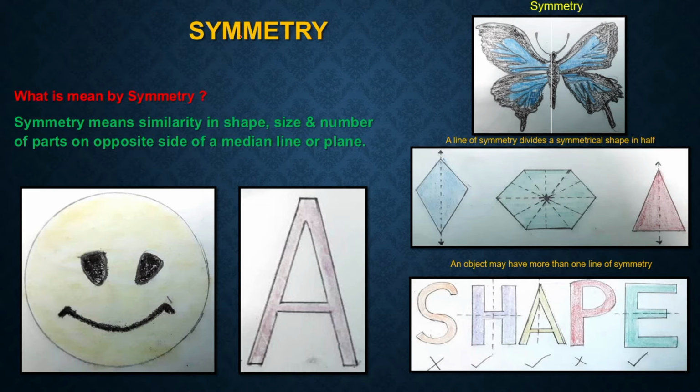Let us understand another criterion for classification, which is symmetry. So, what is symmetry? Symmetry means similarity in shape, size and the number of parts on the opposite sides of a medial line or plane. For example, this is a ball, right.